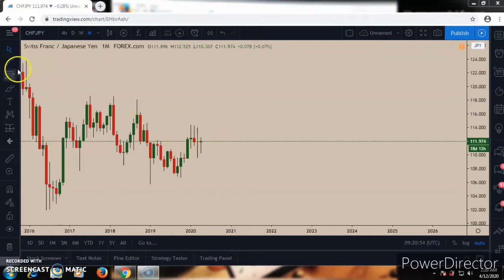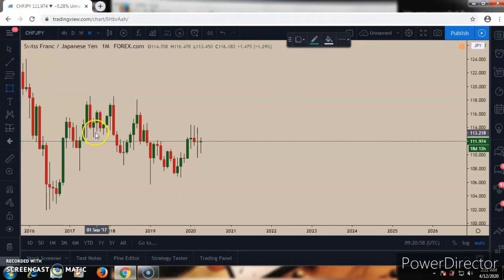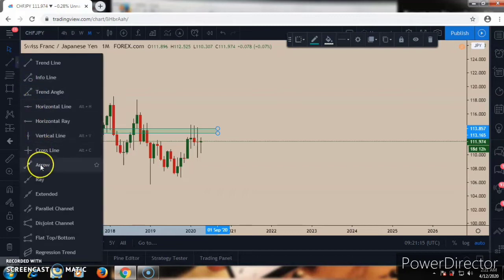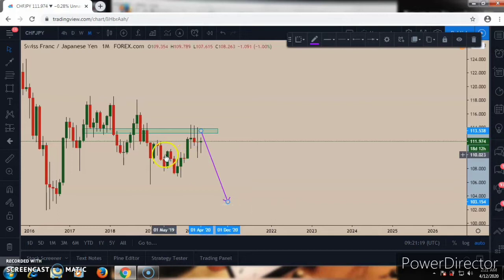From the monthly time frame, you can see that the market went for a retest of former support, now resistance. This is a former support where it formed a formation, which is now resistance here. So what are we expecting from this zone? We are expecting a push to the downside from this region.